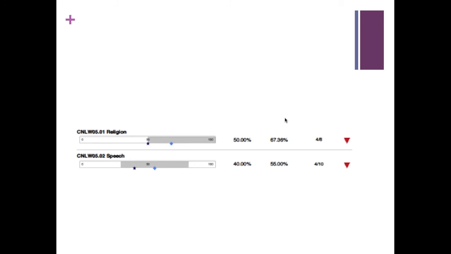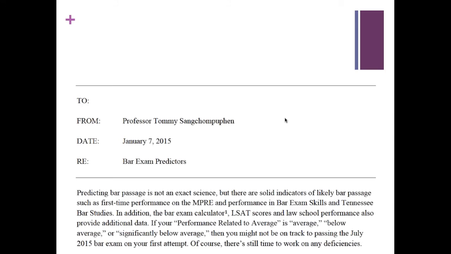And so, you know, we do a lot of these formative assessments, not only in my bar exam skills class, but in a lot of other doctrinal classes. And what we do ultimately is run longitudinal reports where we're able to aggregate a lot of these data and send out letters or memos or notices to students, giving them an idea of where they might stand in terms of being on track to passing the bar exam.